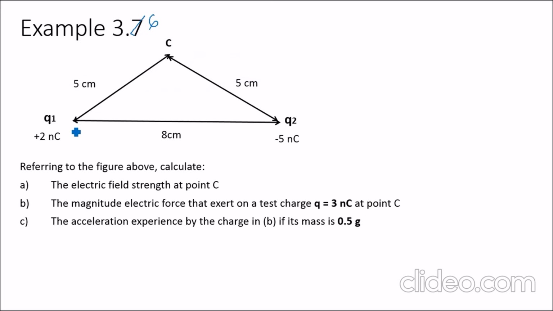Example 3.6. We have 2-point charges, Q1, which is positive 2 nanocoulomb, and Q2, negative 5 nanocoulomb, and we want to find the resultant electric field strength at point C here. Okay, first label the direction of the electric field strength at point C due to Q1 and also due to Q2. Electric field strength at point C due to charge Q1.